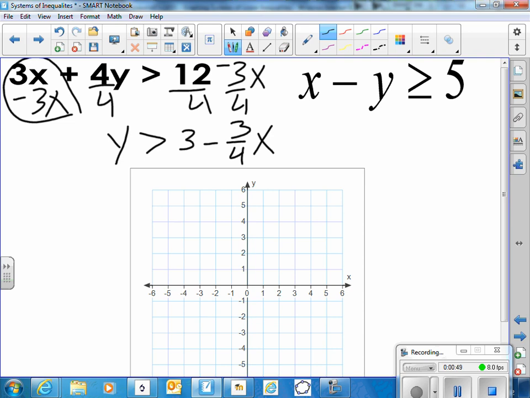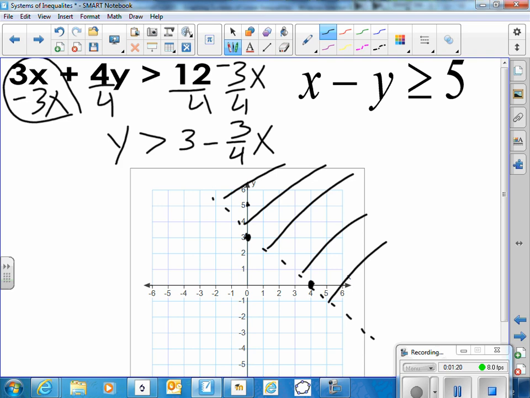That I can graph. So I start out at 3 on the y-axis. Then I go down 3 and over 4. I'm going to connect that with a dotted line because there's not an equal. And I'm going to shade above because it says y is greater than. 5 is greater than 3, for example. So I'm going to shade everything above that.